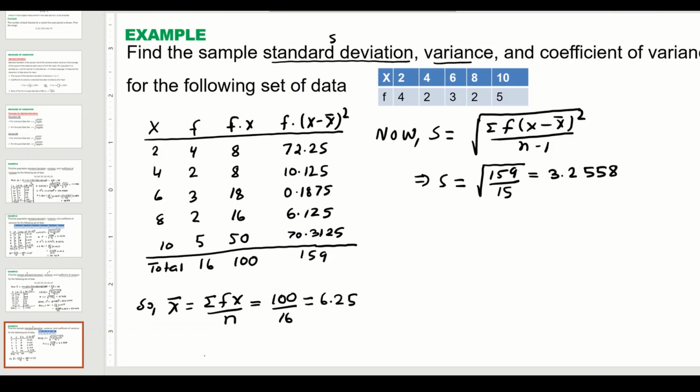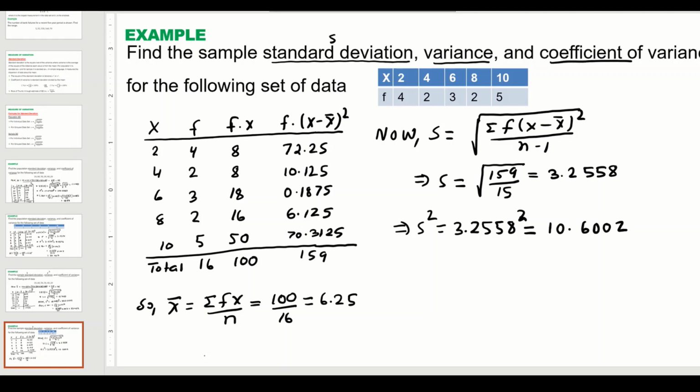For variance, you know that the variance is the square of the standard deviation. So it is the square of 3.2558. Okay, if we square that value, you must get 10.6002. That is the variance.